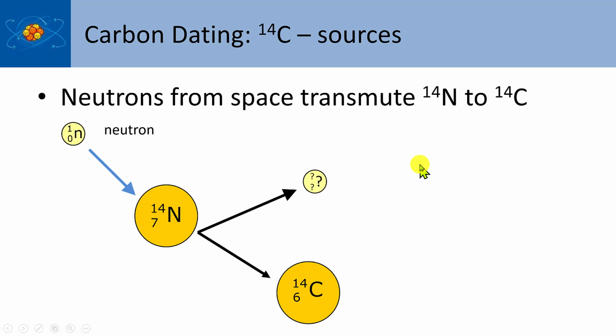Okay, so real quickly, where does this carbon-14 come from? It turns out the carbon-14 comes from the upper atmosphere. Neutrons come in from space, and in the upper atmosphere they react with nitrogen-14 to produce carbon-14. Now, you could do the math here. I'll let you figure out what this particle is. But the carbon-14 then trickles down from the upper atmosphere, and then we eat it as part of our diet.